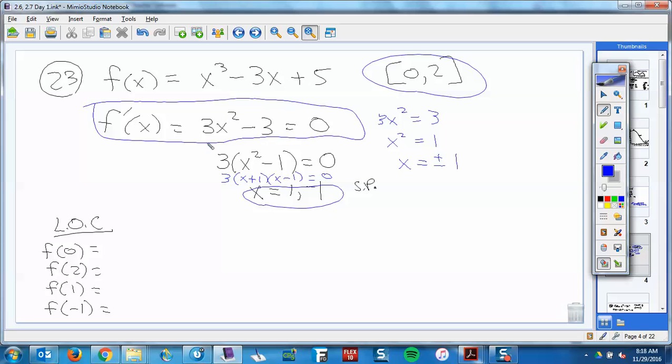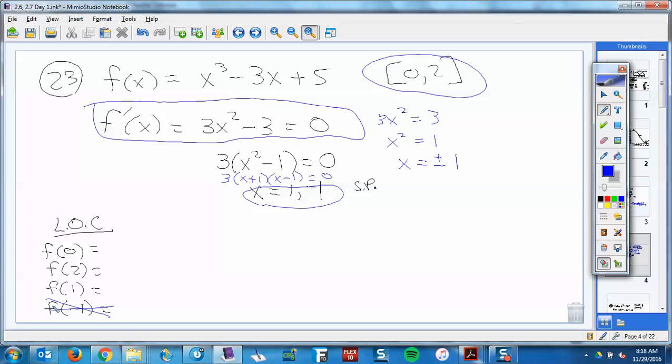Okay? But yes, you need the negative 1 since it's not each trig. Oh, thank you. Very good. So I get plus minus 1. Our interval is just from 0 to 2. So we would throw that out.